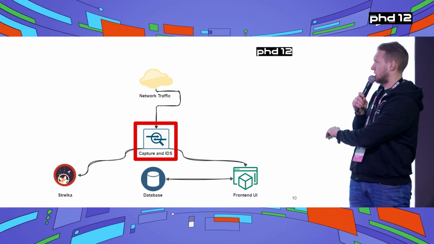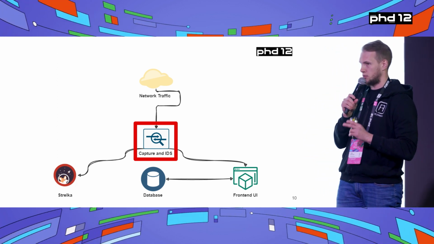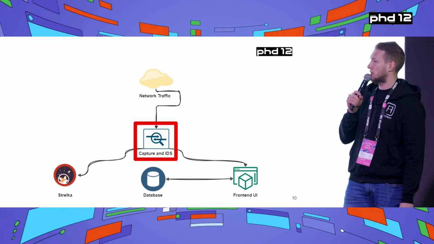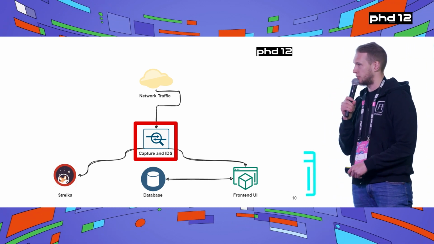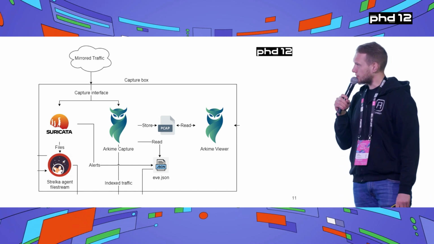Let's start with a capture node. This is a distributed architecture, so every element can use certain boxes. Let's start with the capturing boxes. That's a component that would get the mirror traffic, and this is where the whole magic is being done.